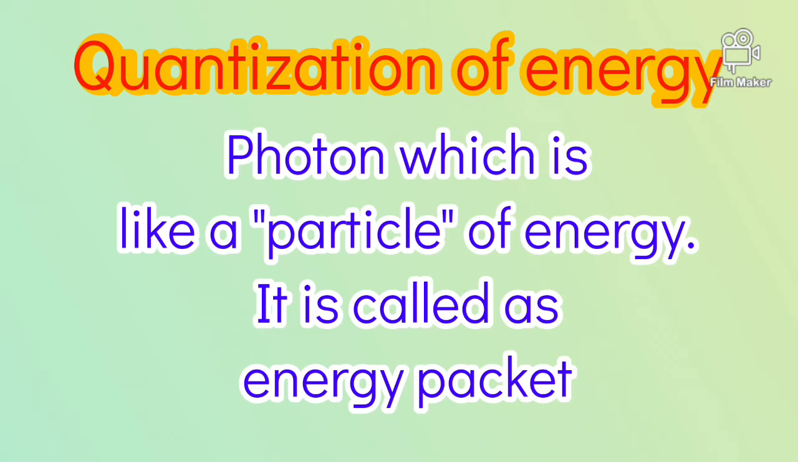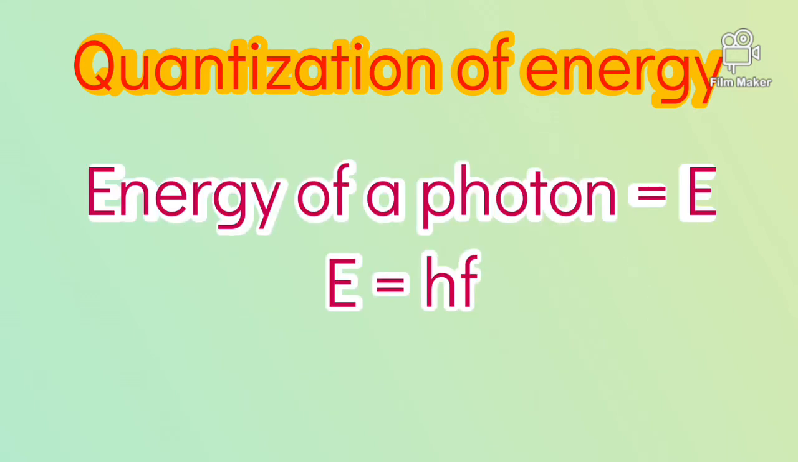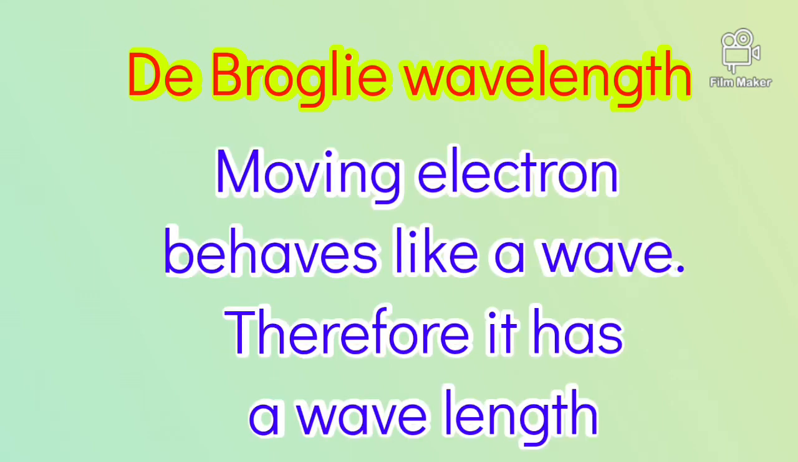The energy of a photon is E equals hf, or h mu. Again, h is the Planck constant, and f or mu is the frequency. Then we consider the de Broglie wavelength. What is the de Broglie wavelength? Moving electrons act as waves. Therefore, we can give a wavelength for moving electrons.